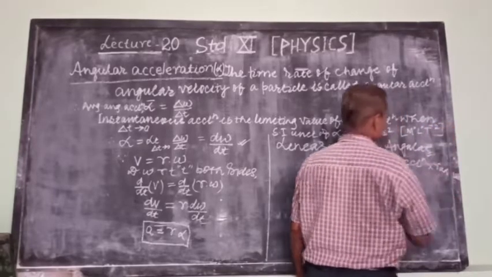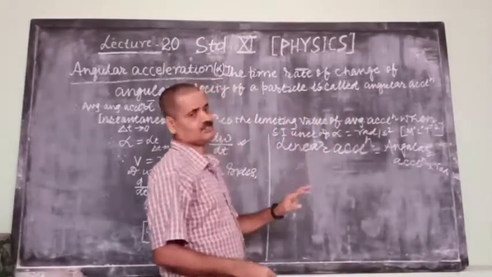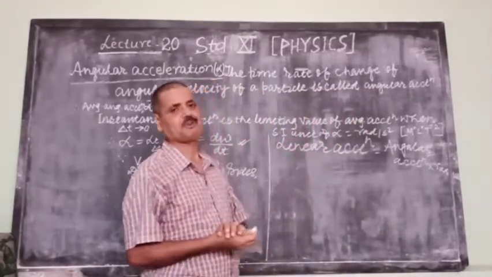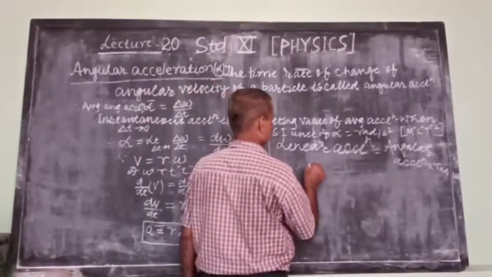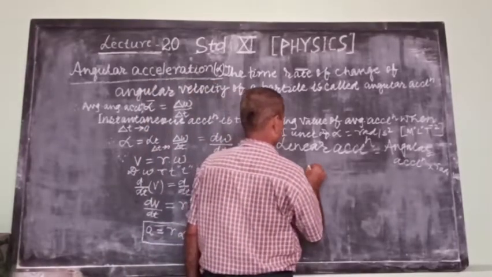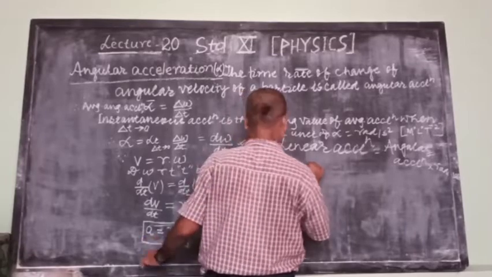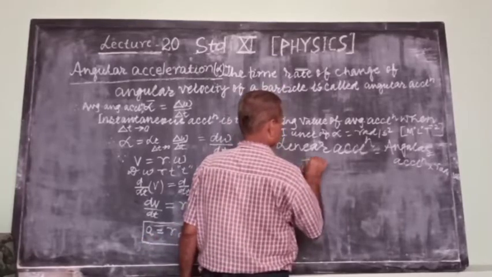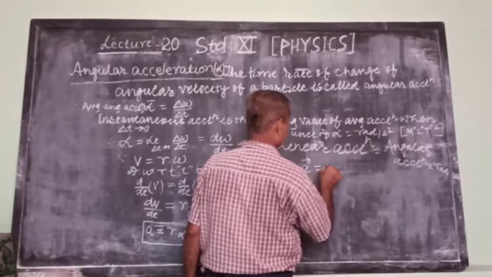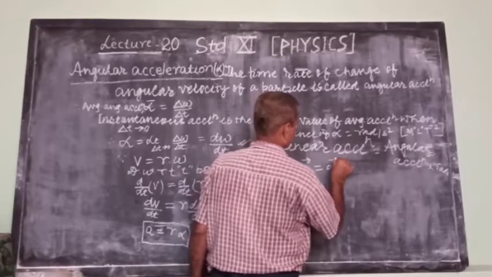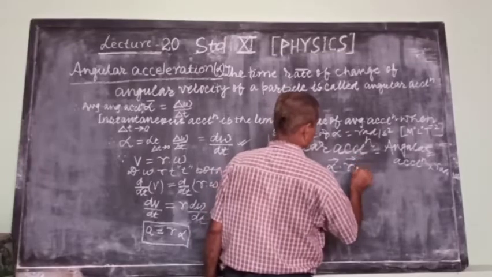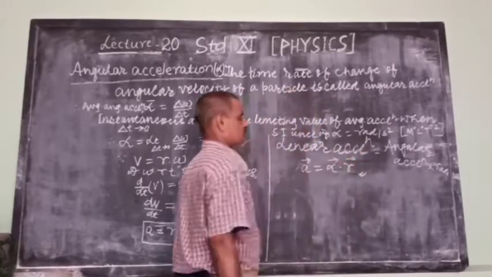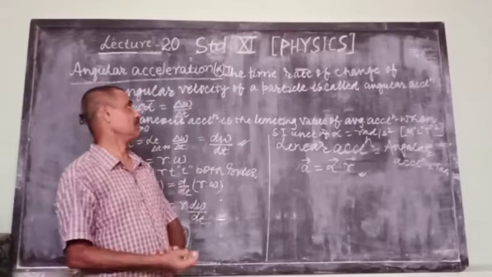This formula can also be written in vector form: the linear acceleration a is equal to alpha cross r. In vector form it is there.